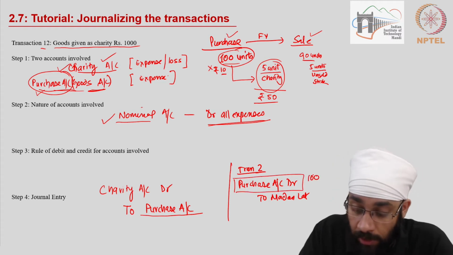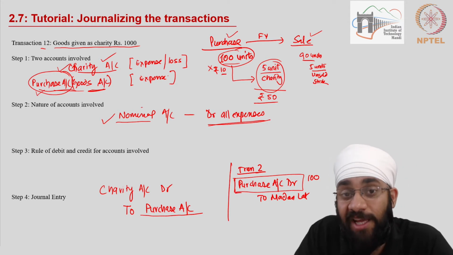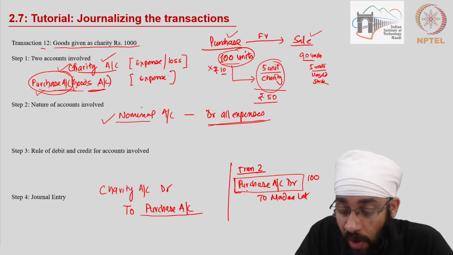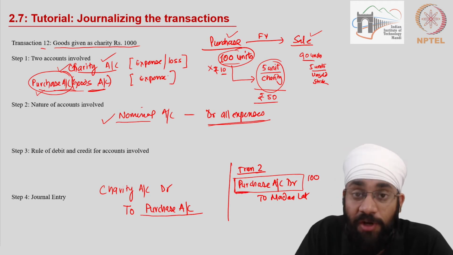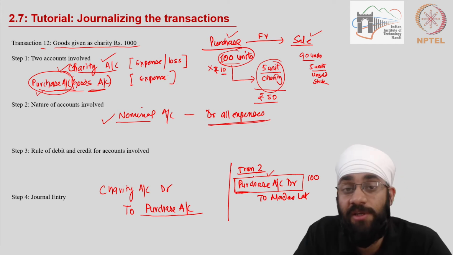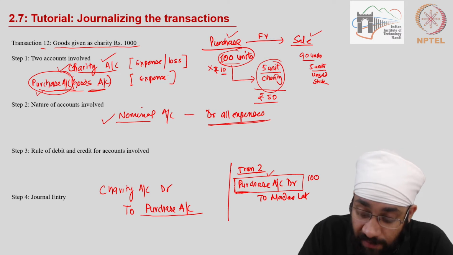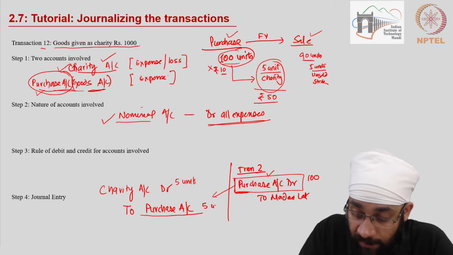All right. Now you would consider the purchase as an expense. However, all the purchase is not being sold. So in the purchase account, as we have discussed, you only consider the units which are being sold during the year. So some units, 5 units, are being given away as charity.